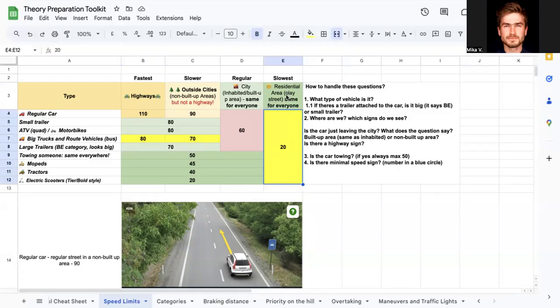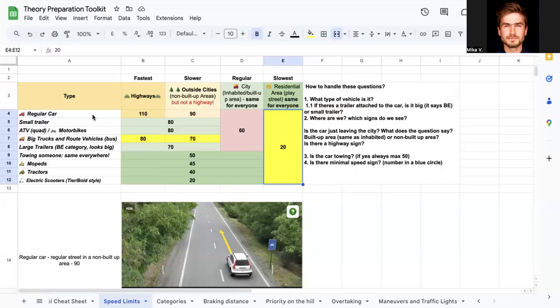I guess there is no question about that, but just remember that it's 20, the lowest that it can get. And also ask yourself, is there a minimal speed sign? For example, a number in the blue circle is a minimum speed, not the recommended speed. The square is the recommended speed, and a white number in a blue circle is compared to a black number in a red-white circle. The blue one is for the minimal allowed speed on a specific lane or on a specific road, right?